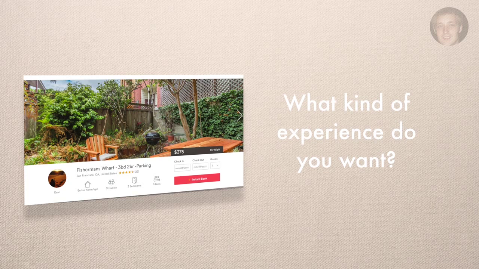Now, if you're someone that fits into the first category, there's a certain set of guidelines that you should take into consideration when you're thinking about whether or not you can rent out your space. The number one thing I would point out is that you need to take into consideration how you see the interaction between you and your guests.